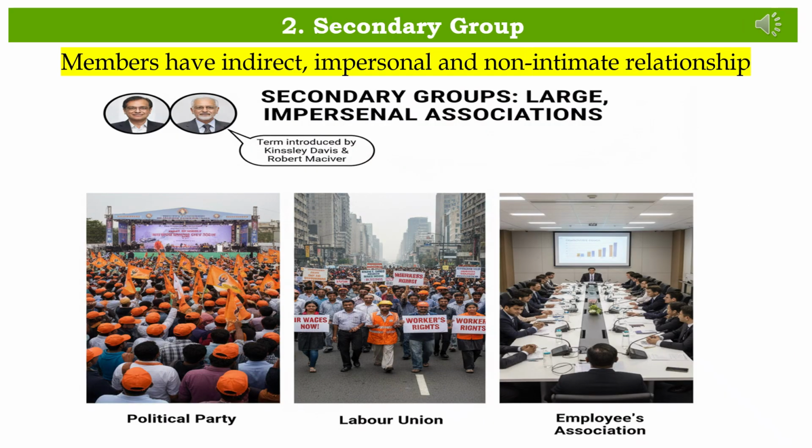Secondary group. The term secondary group was introduced by Kingsley Davis and MacIver. A secondary group is a group where members have indirect, impersonal and non-intimate relationships. These relationships are usually temporary and the group is often large in size. The examples for secondary groups are political party, labor union, employees association, etc.